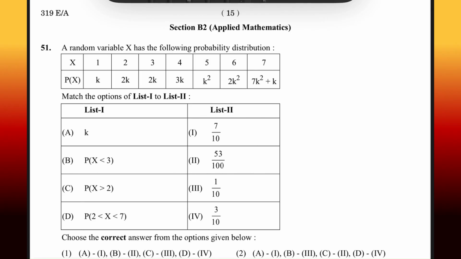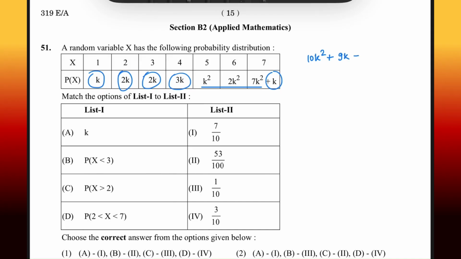So in question number 51, you are given a random variable x which has the following distribution. Okay, so you have the distribution table here. Here we know that the sum of the probabilities is always 1, right? So let's add up these probabilities. You get 7k square plus 2k square plus k square, that gives you 10k square, plus k, 2k, 4k, 2k, 6k, plus 3k, 9k.